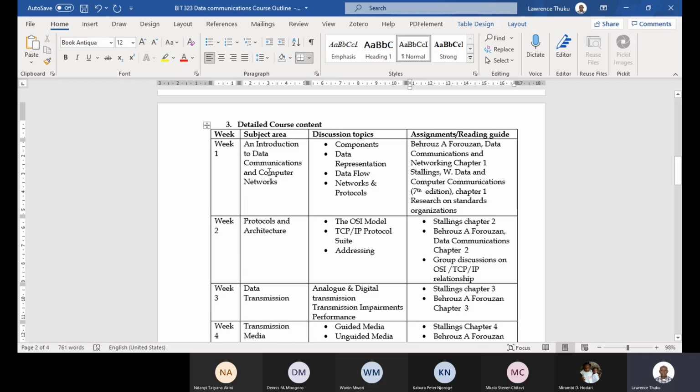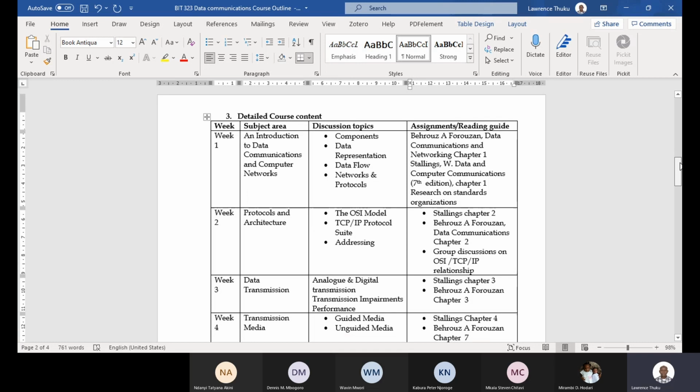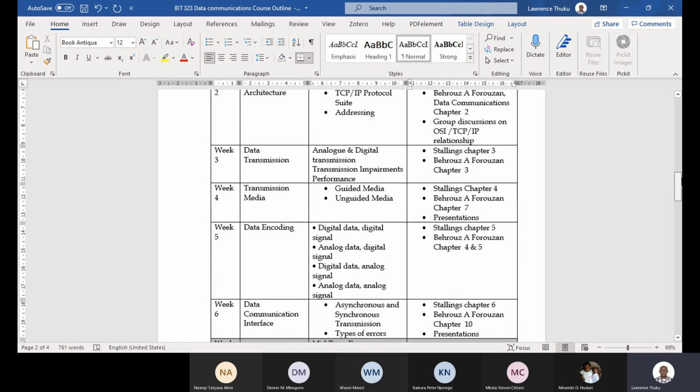So we introduce the concepts about data communication. We look at the protocols, and of course the other part we look at the data transmission by looking at some of the things that impair, for example, the data communication.